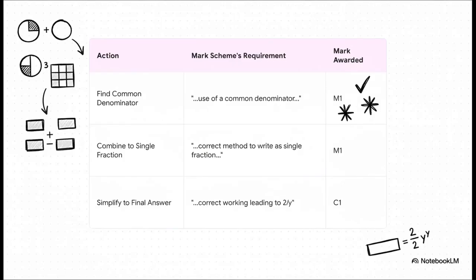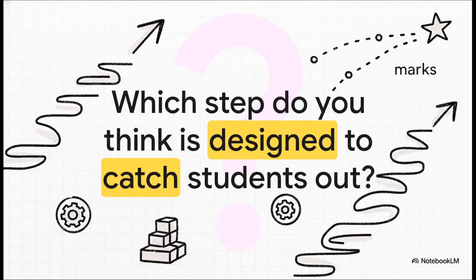So here's the recipe for 3 marks. First, you find that common denominator, and just getting 2 fractions right bags you an M1. Then, you combine everything into one single fraction. Do that correctly, and that's your second M1. And finally, you simplify it down to the final answer, and that's your C1. See? Every step has a purpose, and every step earns you a mark. So what's the big takeaway here? It's that these big, scary questions are really just a checklist in disguise. If you know what the examiner is looking for at each stage, you can tick off the marks as you go.